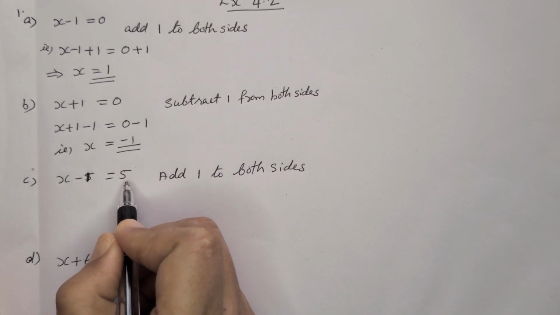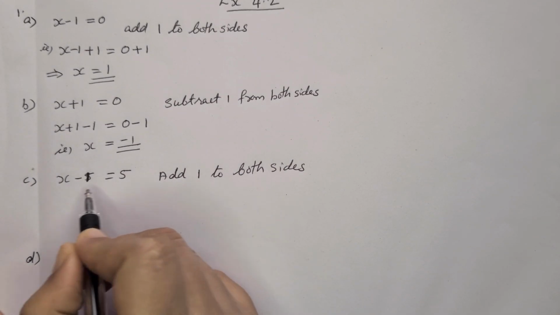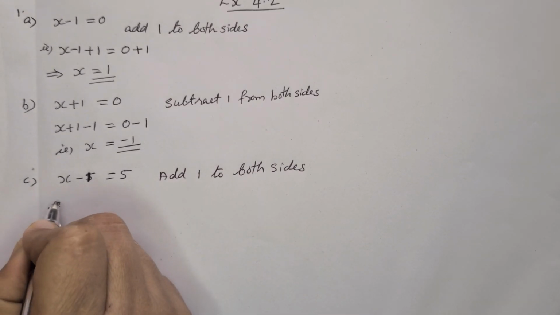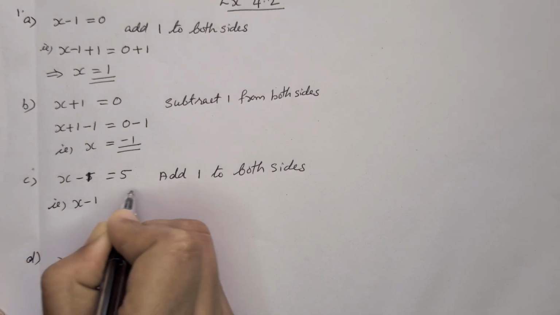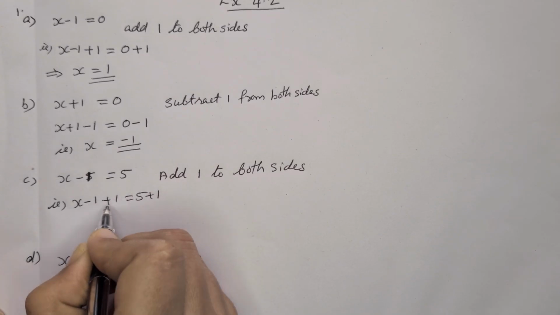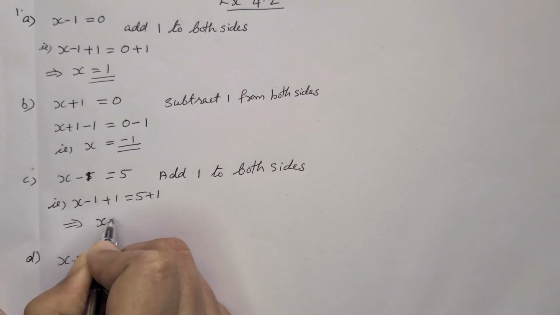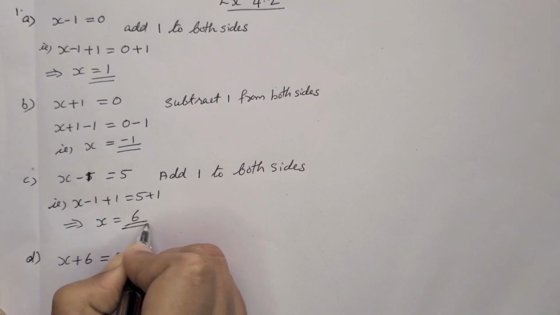x minus 1 is equal to 5. So we have to remove this minus 1. For that, add 1 to both sides. That is, x minus 1 plus 1 is equal to 5 plus 1. Minus 1 and plus 1 will cancel. Then which implies x is equal to 6.